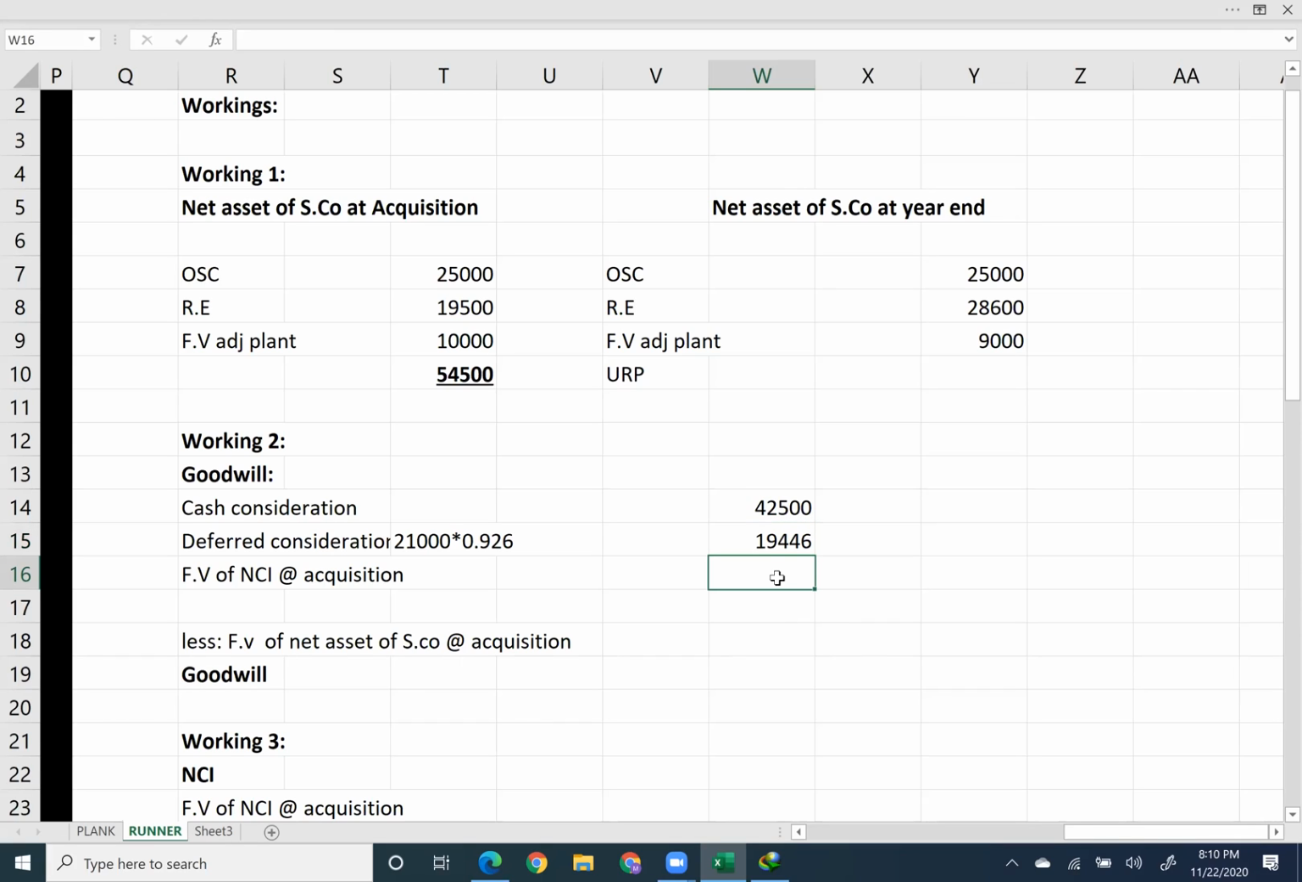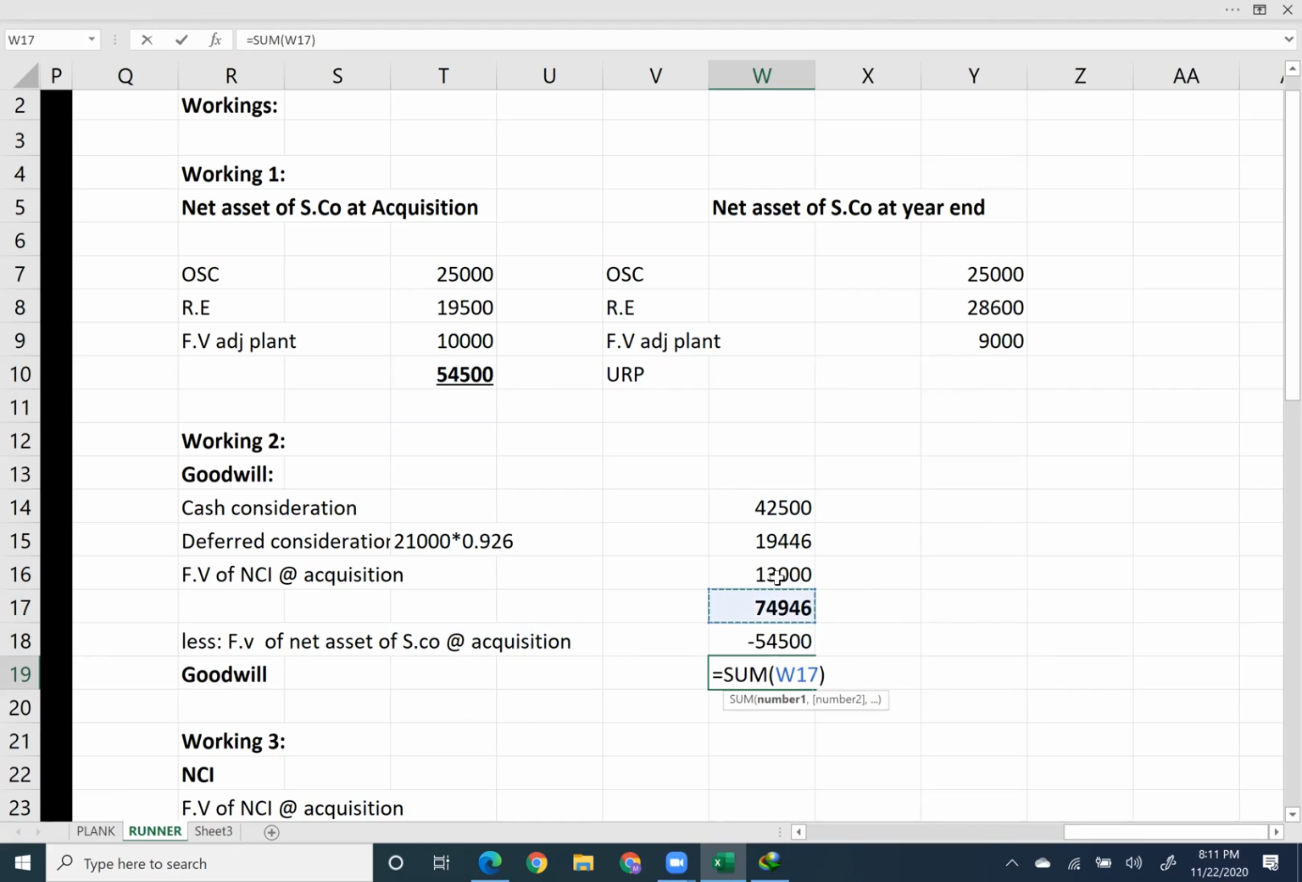Now, the fair value of NCI at acquisition is how much? The fair value of NCI at acquisition is 13,000, ready-made. Okay. So let's calculate this total. Then we need to deduct the fair value of net assets at acquisition. What's the acquisition date net asset packet? It's 54,500. Okay, so our goodwill is ready.